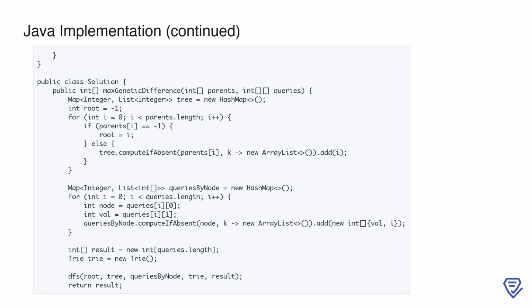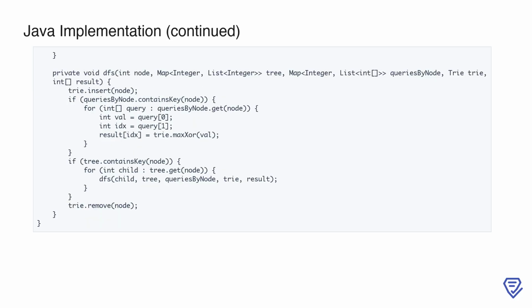To process the queries, we call the DFS helper method, which performs a depth-first traversal of the tree. This method will handle inserting nodes into the tree, calculating results for queries, and removing nodes as we backtrack. In the DFS method, we start by inserting the current node into the tree. If there are any queries associated with this node, we process each one by calculating the maximum XOR value using the tree's maxor method. The results are stored in the appropriate indices of the result array.